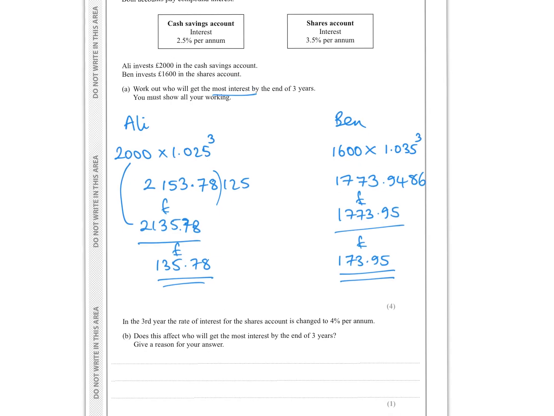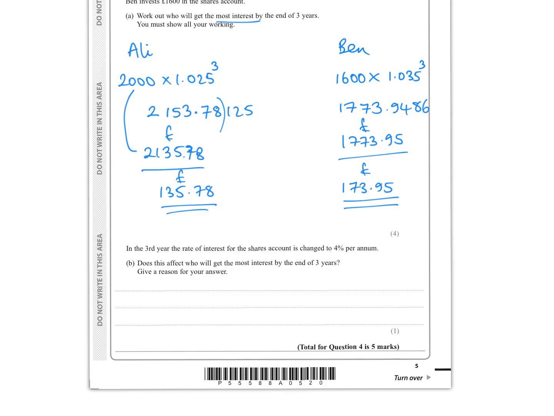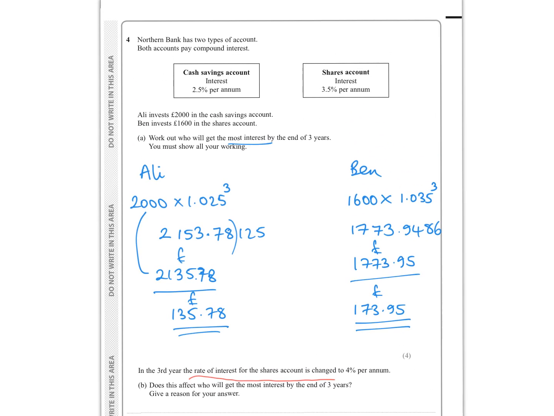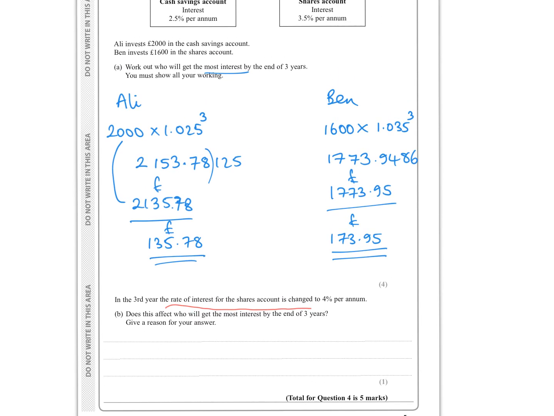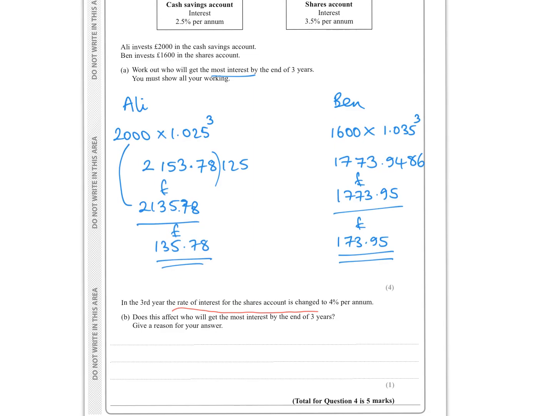The next part of the question says, in the third year, the rate of interest for the shares account is changed. Now, be careful, it's not for both, it's just for this shares account. So for this one, so just for Ben. It says that in the third year, the interest rate is changed to 4% per annum. Does this affect who will get the most interest by the end of the 3 years? Well, it doesn't affect who will get the most. I think it's going to be clearly Ben. So I'm going to write that down now.